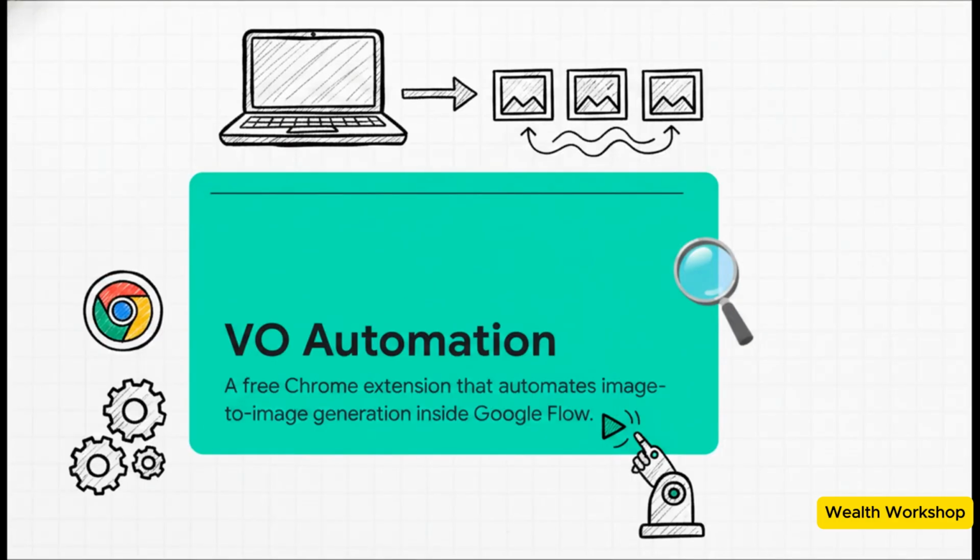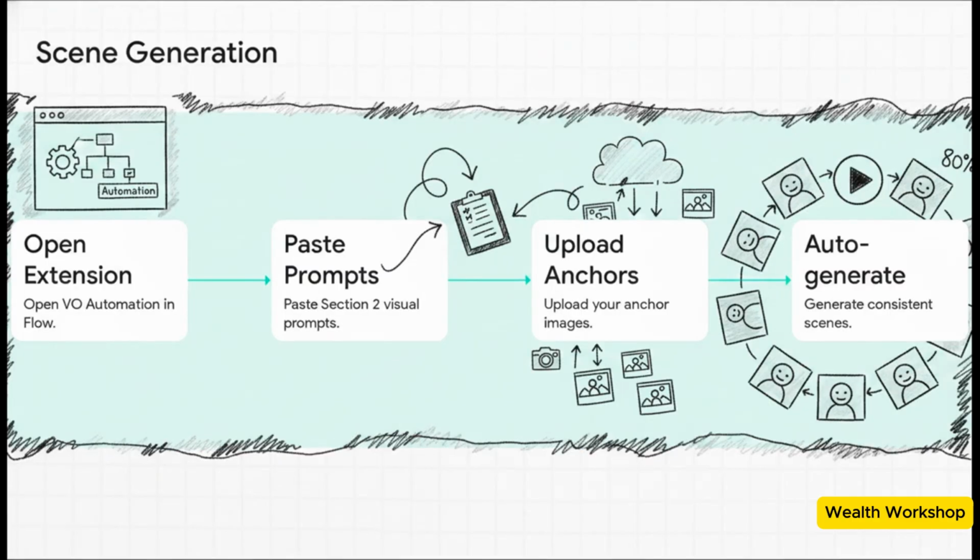All right, meet our first crucial third-party tool, VO Automation. It's a totally free Chrome extension. Basically, it automates the incredibly tedious image-to-image generation process right inside Google Flow. Instead of you losing your mind doing this manually, scene by scene, this little tool acts as your personal production assistant.